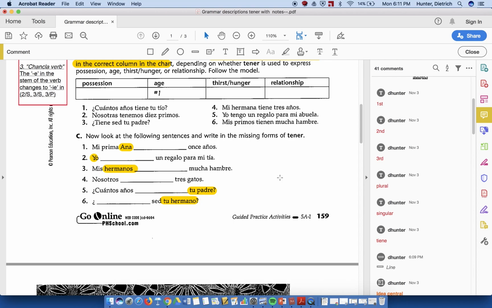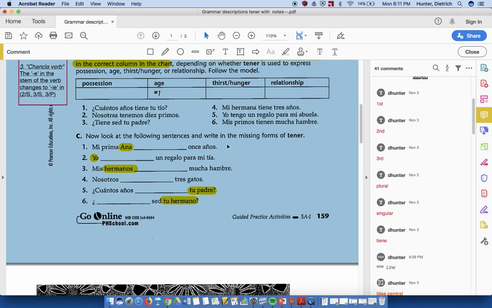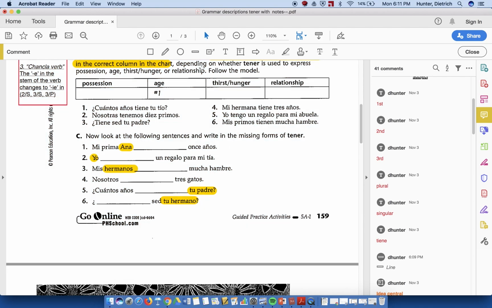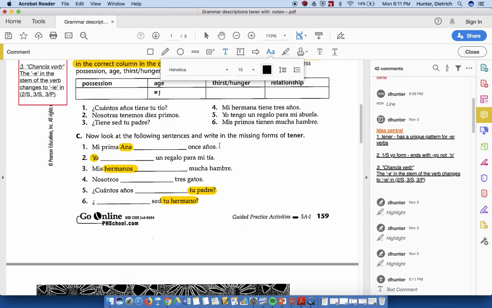Now look at the following sentences and write the missing forms of tener. Dice, a mi prima Ana, blank 11 años. So whether we know which type or expression is happening, we can see here, I've highlighted our subjects in all but one of the sentences. Using Ana as our subject, we know that we're talking about Ana, which would give us a third person, singular, because it's just one Ana, no S, form of tener.